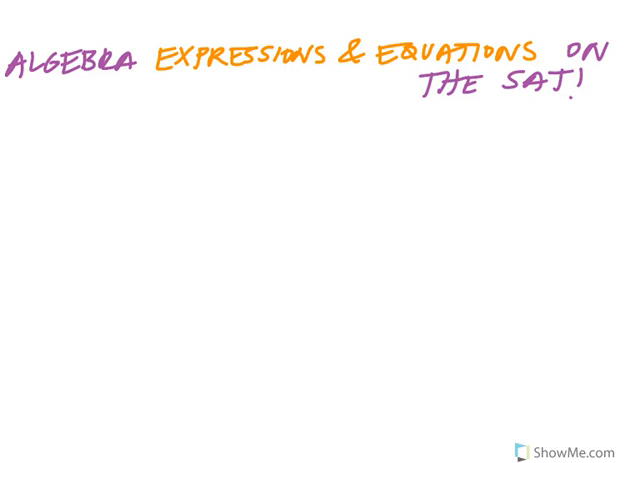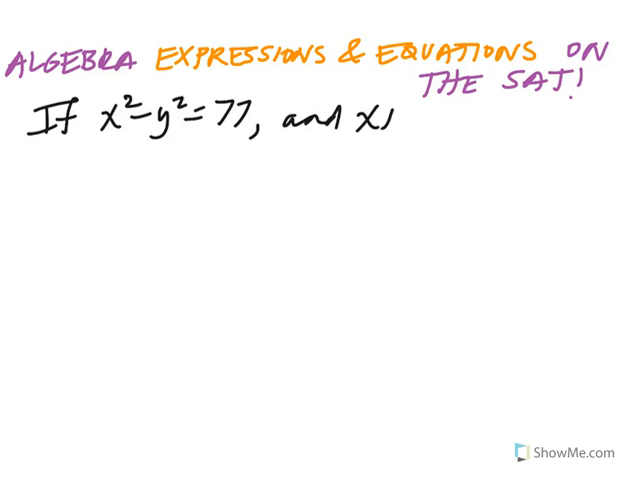Okay, scholars, let's look at a common type of SAT problem involving algebra expressions and equations. Alright, so I'm just going to write it. So if x squared minus y squared is equal to 77 and x plus y is equal to 11, then what is the value of x minus y?